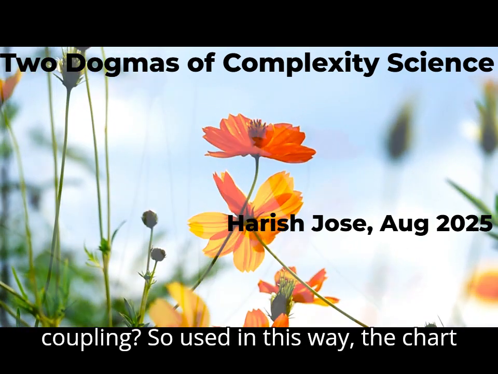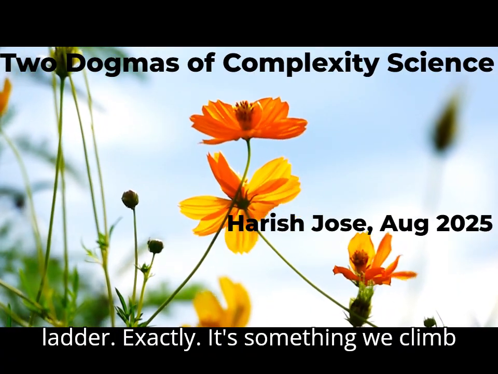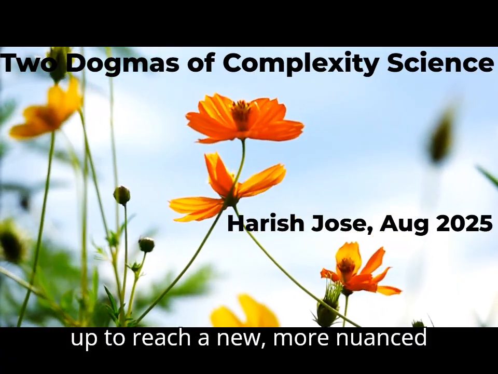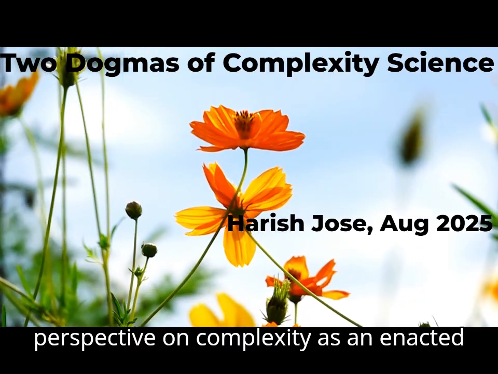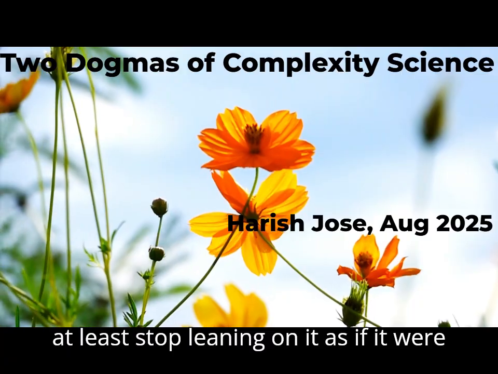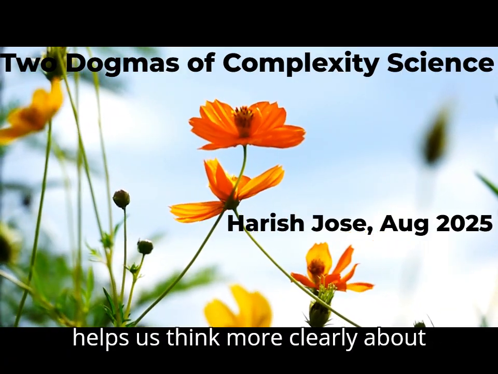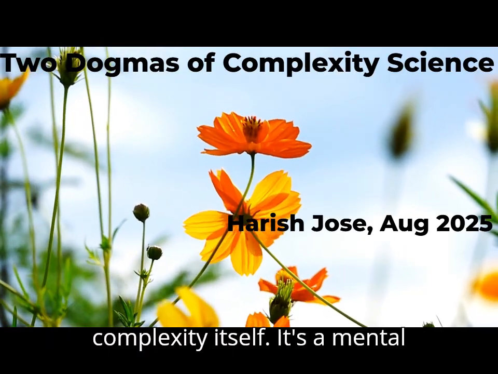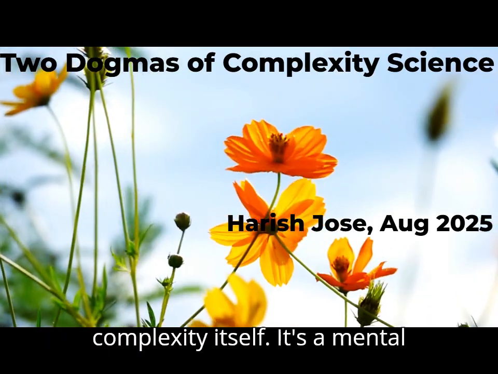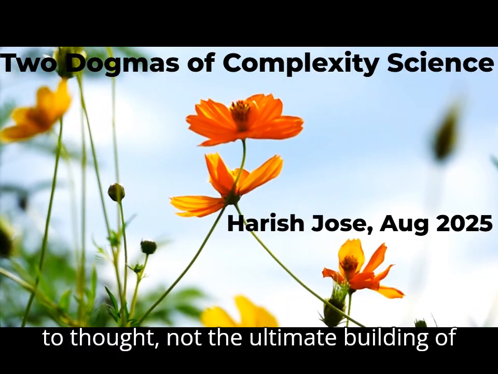So, used in this way, the chart really does serve as Wittgenstein's ladder. Exactly. It's something we climb up to reach a new, more nuanced perspective on complexity as an enacted phenomenon. And then we kick it away, or at least stop leaning on it as if it were the solid ground of objective reality. It helps us think more clearly about complexity without pretending to be complexity itself. It's a mental scaffold, like you said, a temporary aid to thought, not the ultimate building of truth.